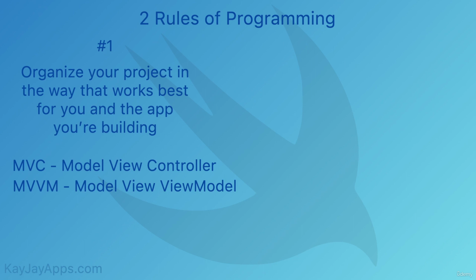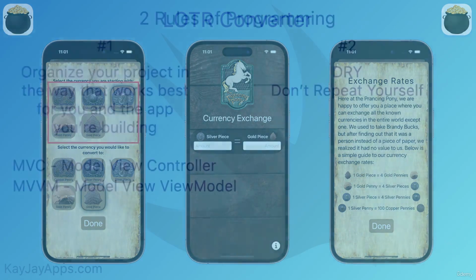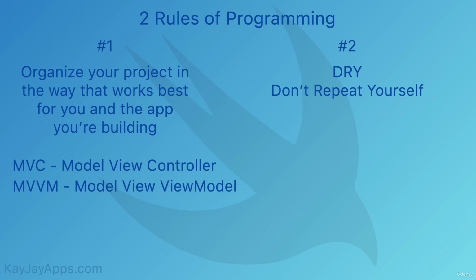Programming rule number two is never type anything more than once if you can possibly avoid it. Now let's look at our app again. And already you can see here, for example, that we have five different currency icons. But they're all designed the same. So how do we get all five of these without typing the code five separate times? Well, I'm going to show you that when we get to that lesson. And that's exactly what I'm talking about.